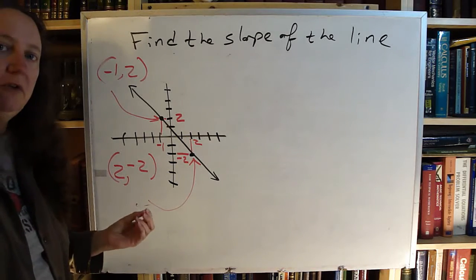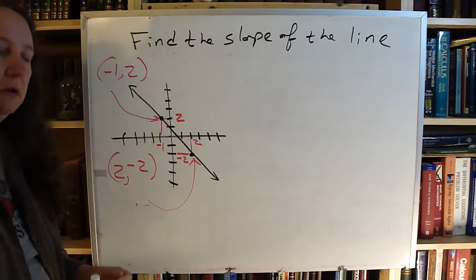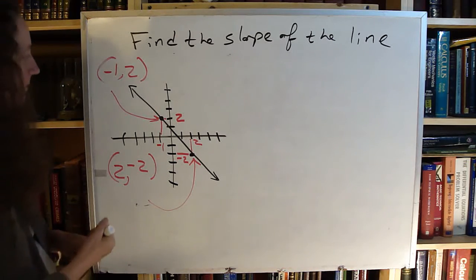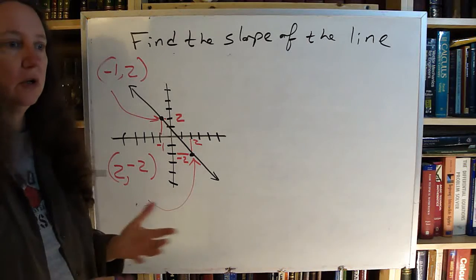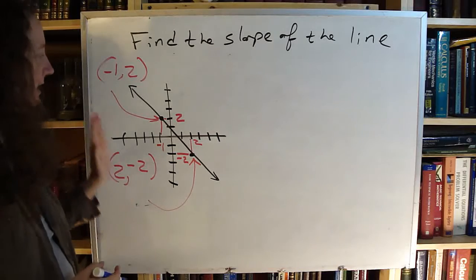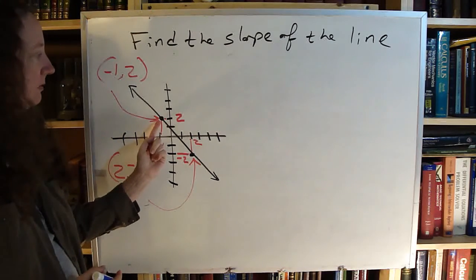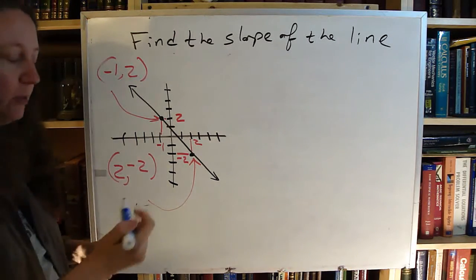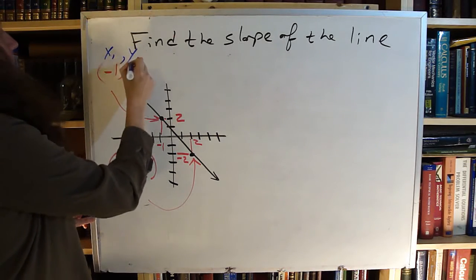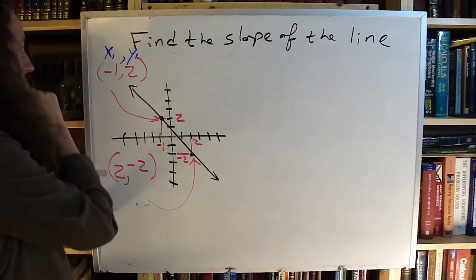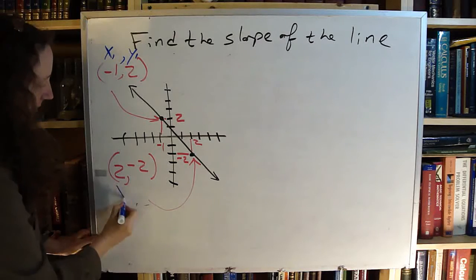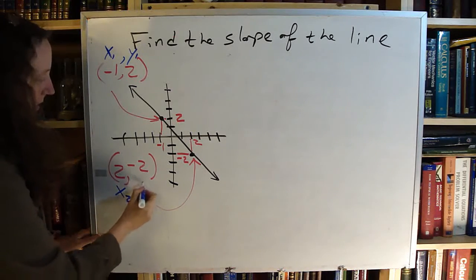Now I need to label these x1, y1, x2, y2. What is my first point? What is my second point? If you're not sure how to follow that, typically just go from left to right, just like you were reading. What is the first point you come to? That one. So I'm going to make that my first point. So I have x1, y1. Second point that I came to was this one. So this is going to be my x2, y2.